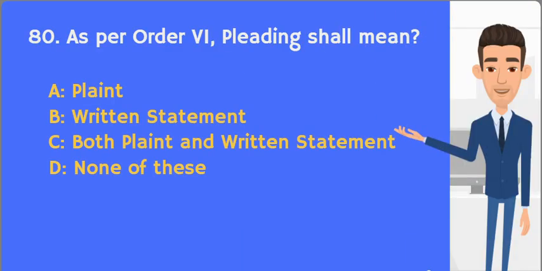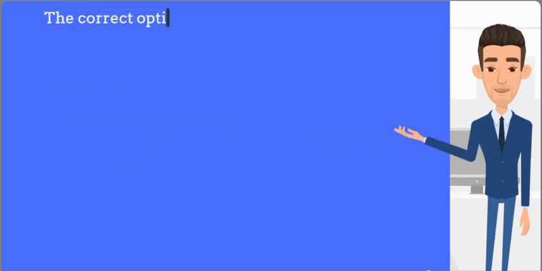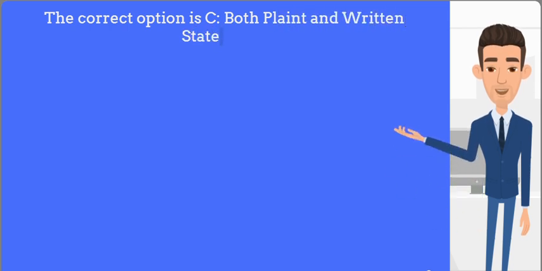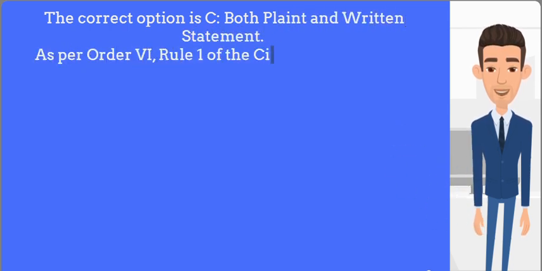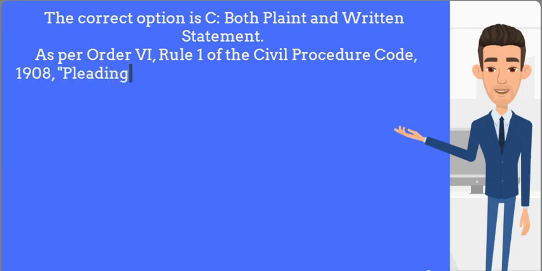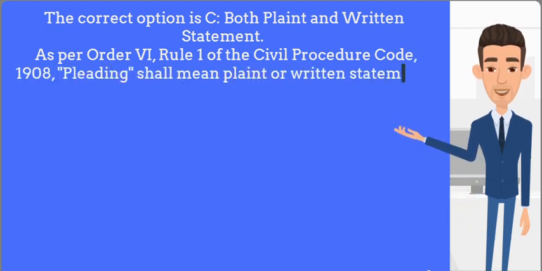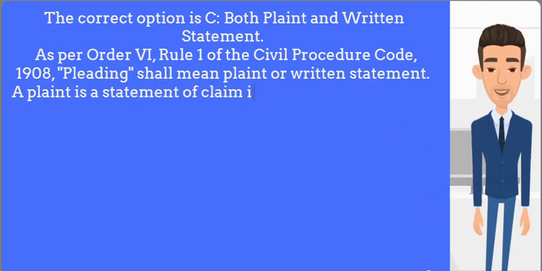80th question is a very simple one. As per Order 6, pleading shall mean. The correct option is C, both plaint and written statement. As per Order 6, Rule 1 of the Civil Procedure Code, 1908, pleading shall mean plaint and written statement.